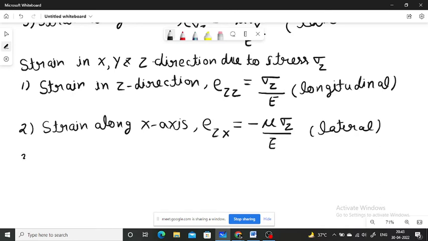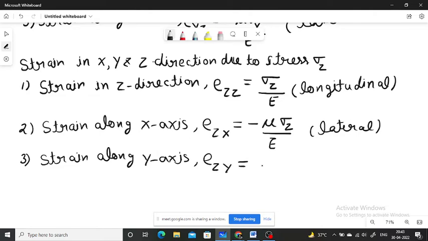Similarly in y direction, strain along y axis due to this stress sigma z will be Ezy, minus mu sigma z by E, lateral strain.